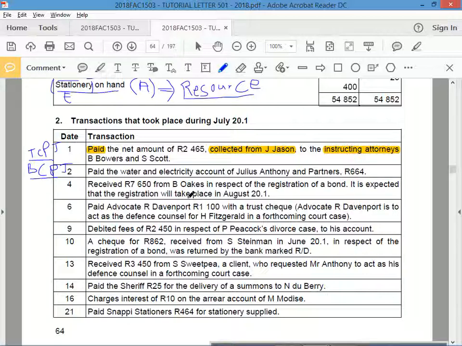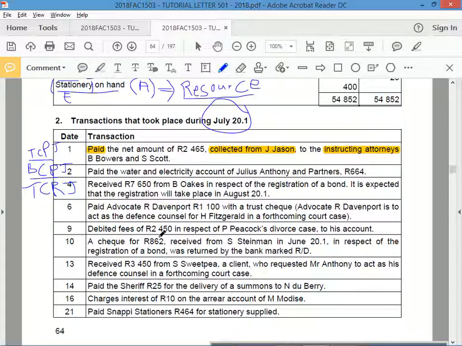Number 4, received that amount from B in respect of the registration of a bond. It is expected that registration will only take place in August. Obviously, we look at the month of July. Okay, so it is trust. Why? It's the client's money. Have you earned this? No, you will only earn this in August when you register the bond. Then it will become your money because now you've done what you were supposed to. So as it stands, just take it for what it is. Right now in July, it's money that belongs to the client. Trust CRJ.